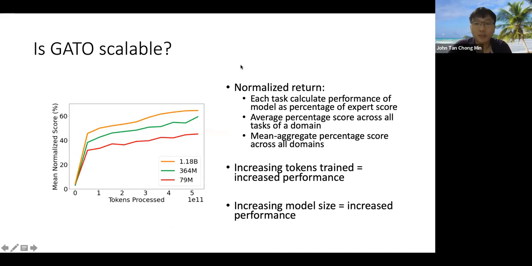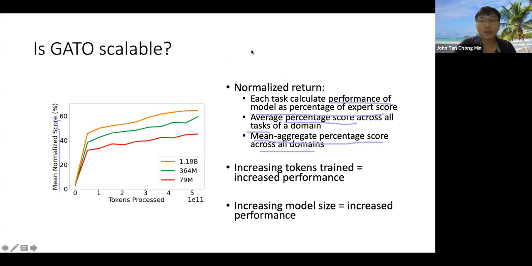So what they did was they actually used this mean normalized score. What is mean normalized score? It is the performance of the model as a percentage of expert score. Then you average this percentage score across all the tasks of a domain. This is needed because one domain can have maybe 38 different tasks, like in robot manipulation, where you have different things you can do with the robot. After you average across the domain, you aggregate the percentage score across all domains using the weightage we've seen earlier, that weightage in all the data sets.